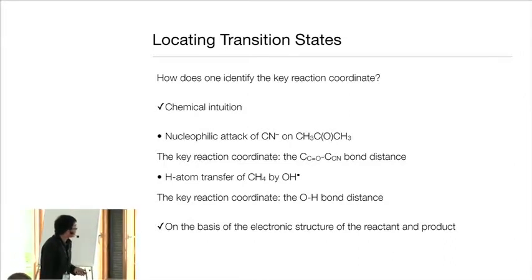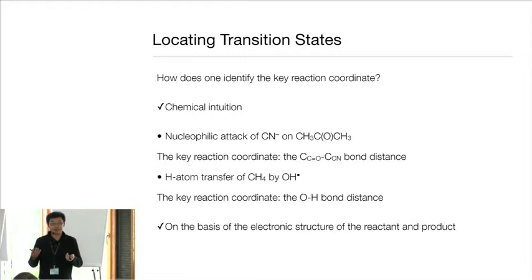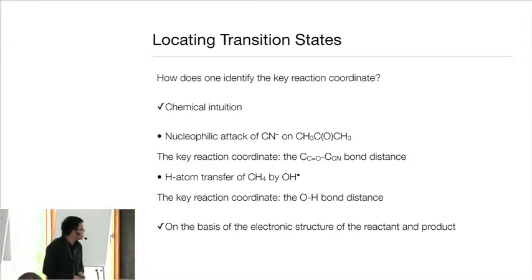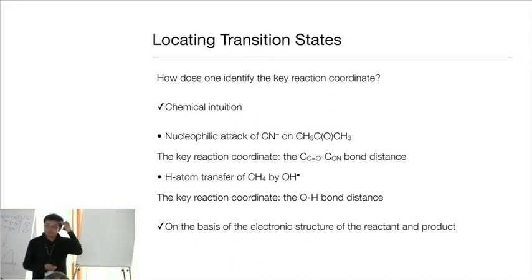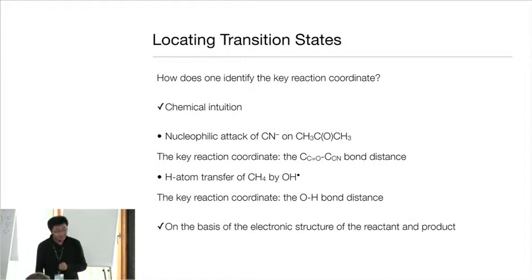The second reaction I discussed with you is hydrogen transfer by a hydroxyl radical. The product is the CH3 alkyl radical and water. So in this reaction you form water, and you can scan the O-H bond. In most cases this works, but in our case we have some tricky cases. We want to enumerate all the possible pathways for a given reaction. In that case, one step further is needed: you need to compare the joint structure. I have an example to talk about later.